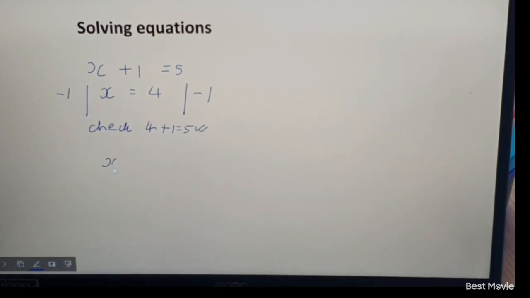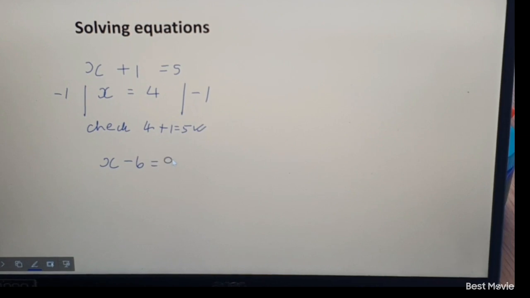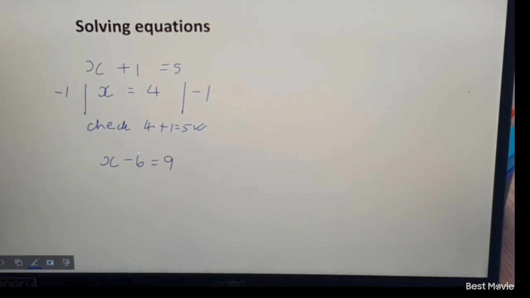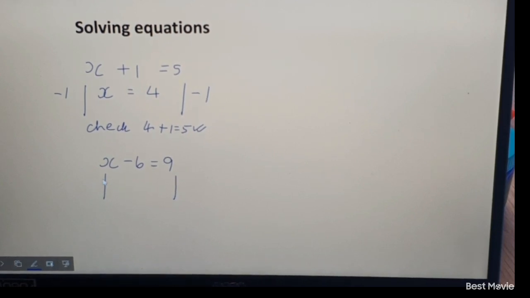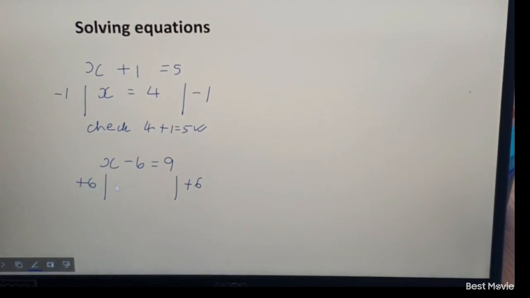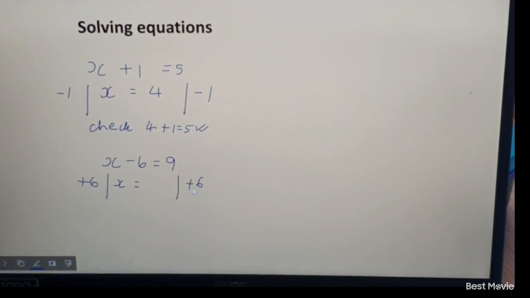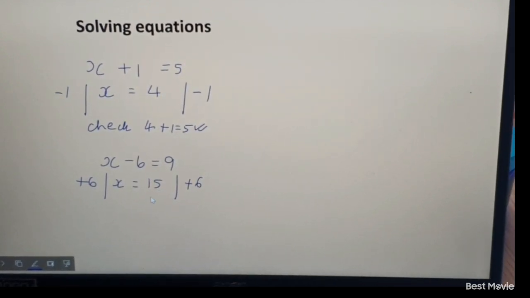Okay, second example, x take away 6 is equal to 9. So take away 6 is our function, so you need to do the inverse operation. The inverse of take away 6 is add 6. So I'm going to add 6 to both sides. x take away 6 add 6 is x, and 9 add 6 is equal to 15.